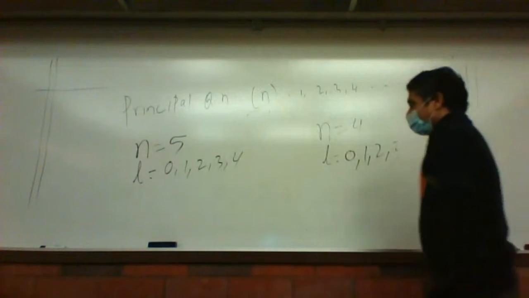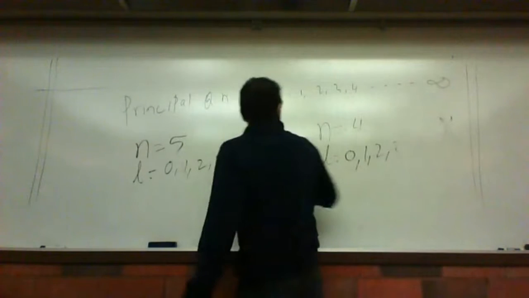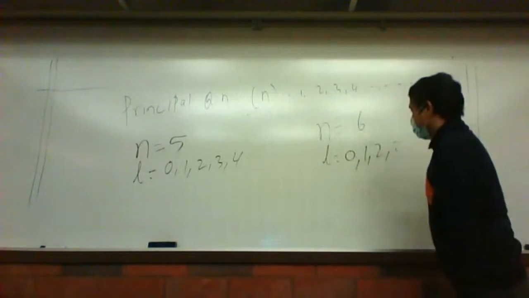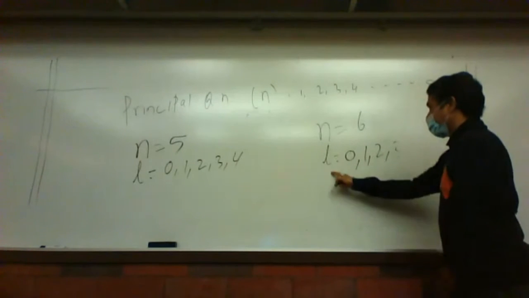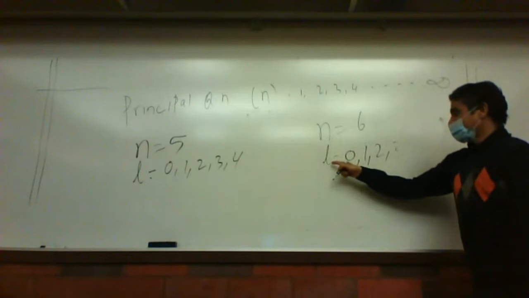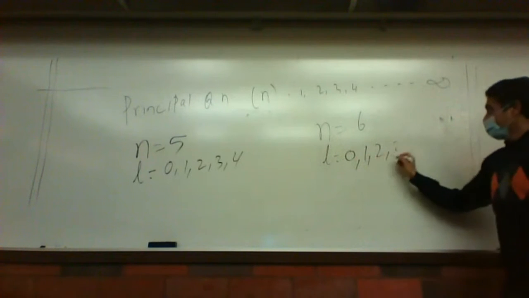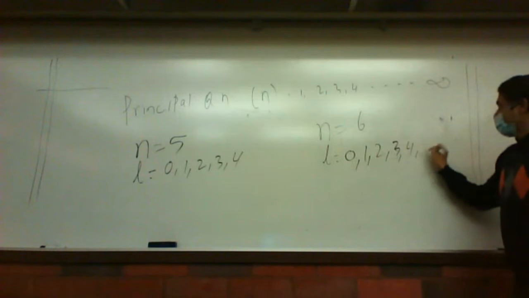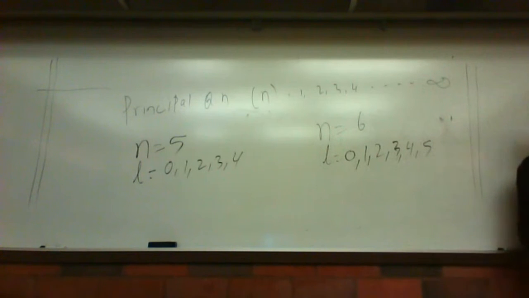Now, if you have n equal to 6, what are the values of the azimuthal quantum number? With principal quantum number 6, the azimuthal quantum number would be 0, 1, 2, 3, 4, 5. Can it be 6? No, it cannot be 6. It is 1 less than the principal quantum number. Make sense? Good.